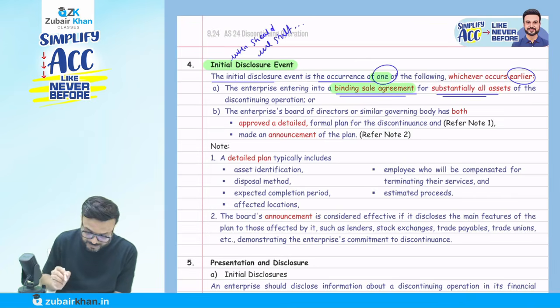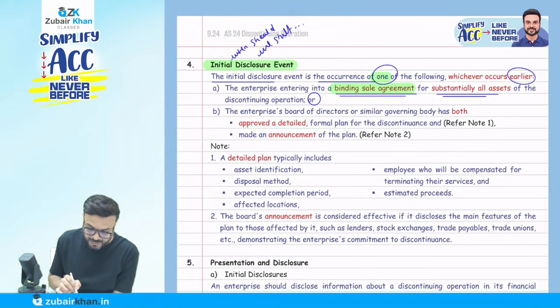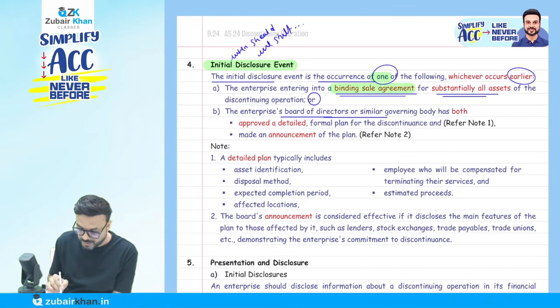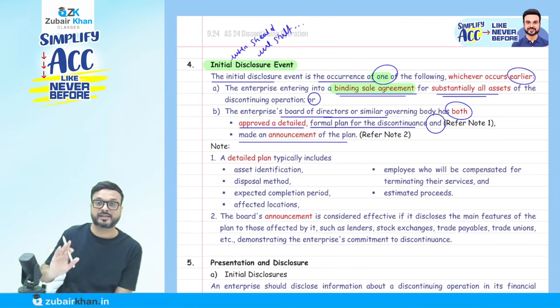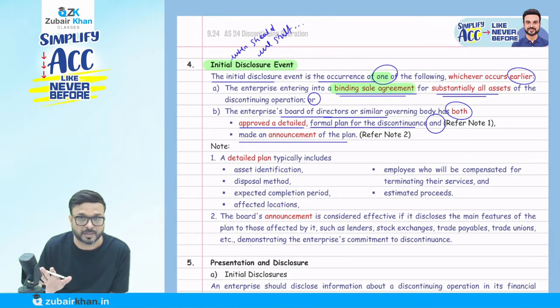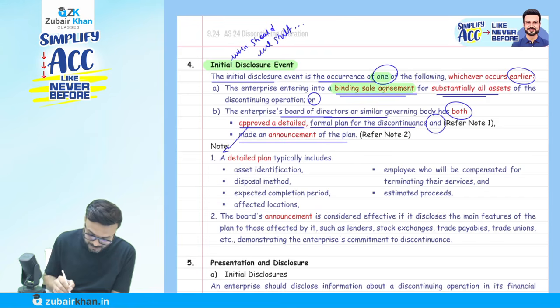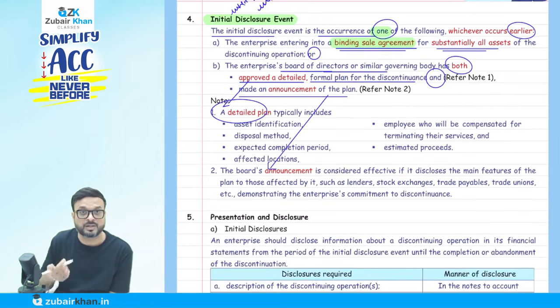Okay. Now they say, even though we have not entered into a binding sale agreement, if the enterprise's board of directors or similar governing body has both approved a detailed formal plan for the discontinuing and made an announcement. Understand, we have not yet entered into a binding sale agreement, but the board of directors of the company or similar body has approved a detailed plan. What is an approved detailed plan? Point 8 is mentioned there. What does the detailed plan include?